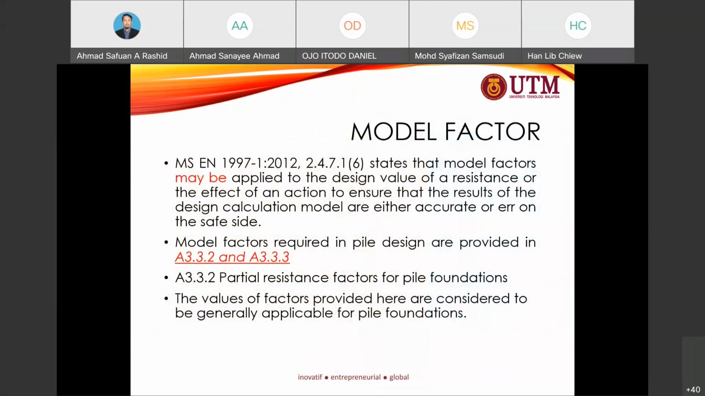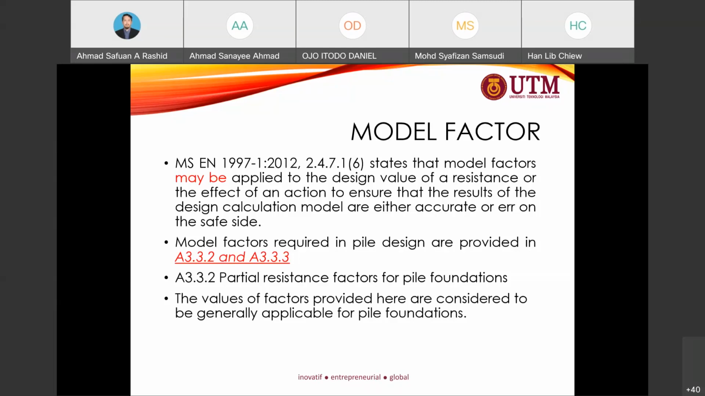Then we have another value to be considered, which is the model factor. It may be applied to the design value of resistance or effect of an action to ensure that the result of the design calculation model is either accurate or on the safe side. So after we apply the partial factor of safety, we apply another one, the model factor. It means that we want to have a very safe pile design.